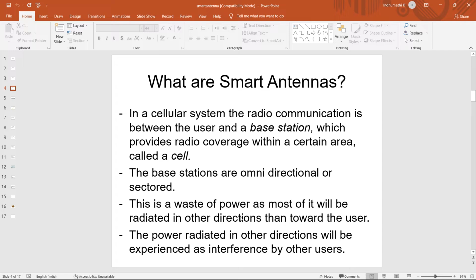So this is wastage of power, as most of it will be radiated in other directions than towards the user. The power radiated in other directions will be experienced as interference by the other users, because only what we need gives the efficiency. Whatever is out of focus is considered interference to other users. So in smart antennas we have the facility to utilize the full power over one direction itself. So that's why we go for smart antennas.